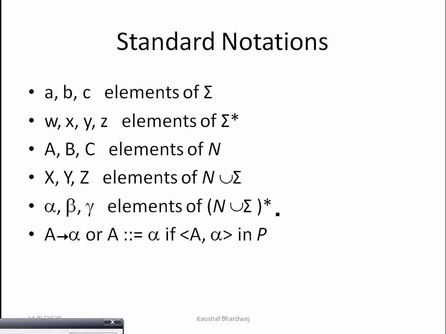Now let me tell you about some standard notations. Small a, b, c are elements of Sigma, small w, x, y, z are elements of Sigma star, capital A, B, C are non-terminal symbols, X, Y, Z are the union of non-terminal and terminal symbols, and alpha, beta, gamma are strings over that union, along with lambda or epsilon also. If we have A derives alpha, or the symbol A double colon equals alpha, this also means A derives alpha. So this means they are already present in production P.